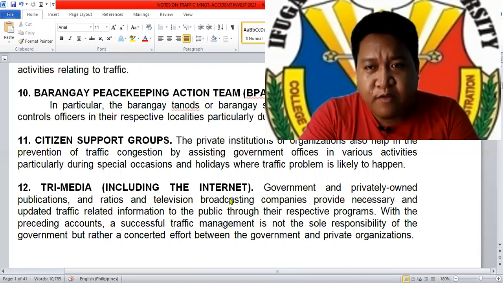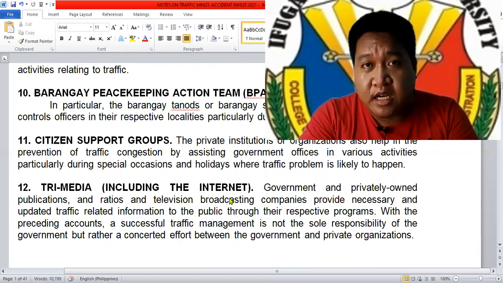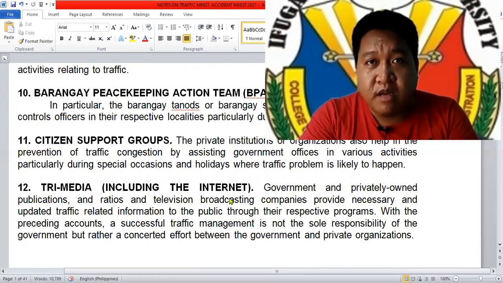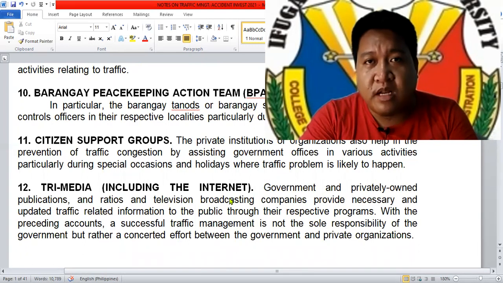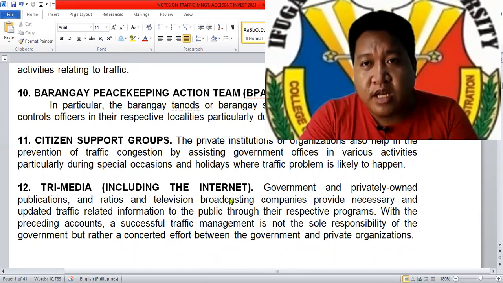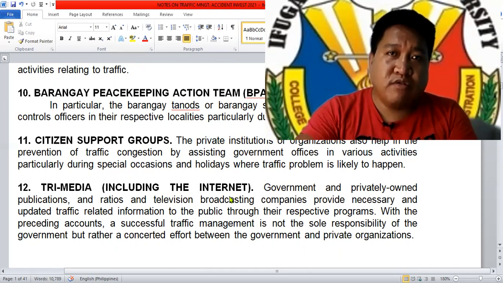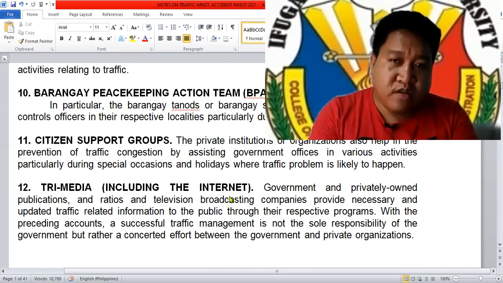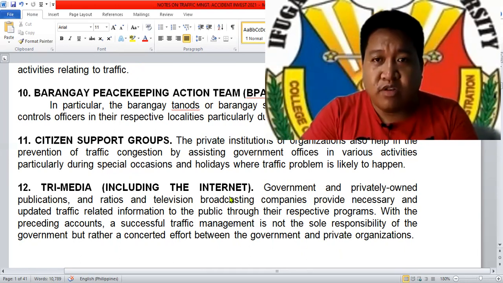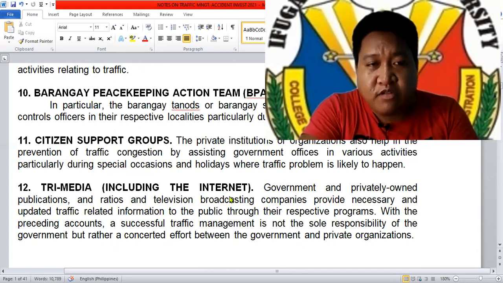But again, traffic management is everyone's responsibility. Ikaw bilang isang student, bilang isang citizen in your own places, you have the responsibility to maintain or help traffic management. Sa pagsunod mo ng traffic rules, pag alam mo yung traffic rules, pagsunod, those are simple ways of helping traffic management.